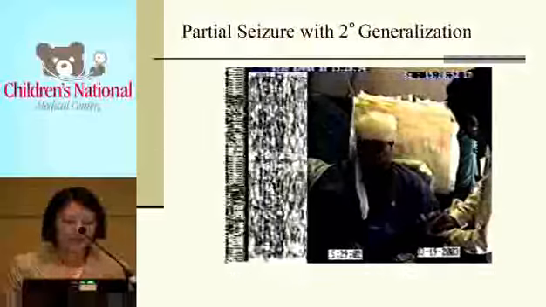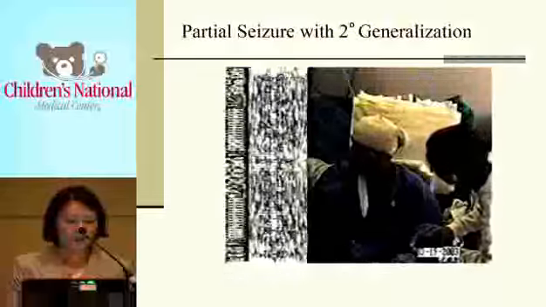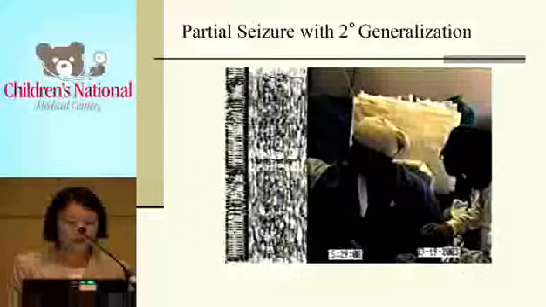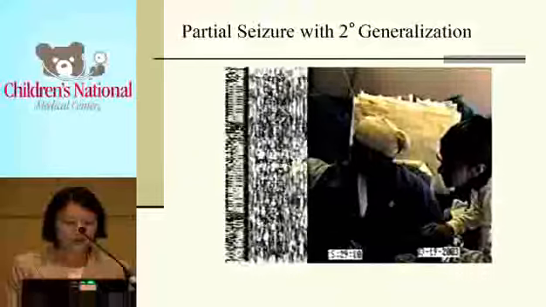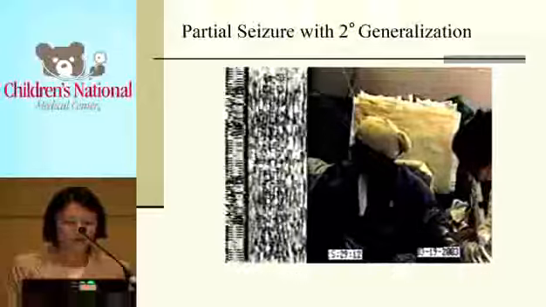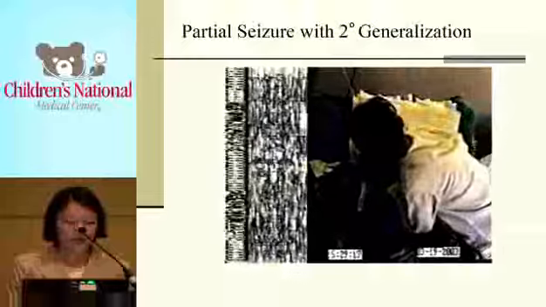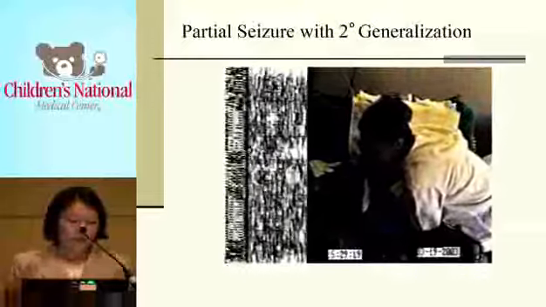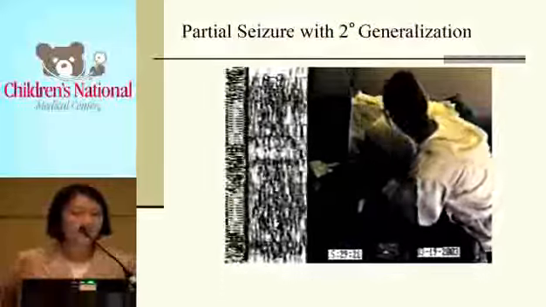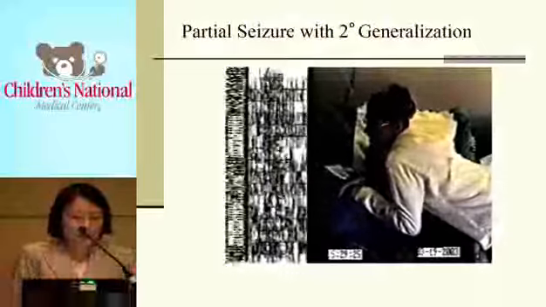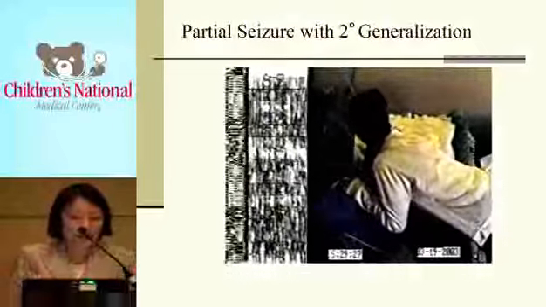Now we're going to start to see some forced head deviation to the right. And now we're getting the sense that there's spread of that seizure activity. It's really forced. She shouldn't necessarily be trying to hold him down, but by doing that, we get the sense that his muscle tone is really increased, so he's entering the tonic phase.